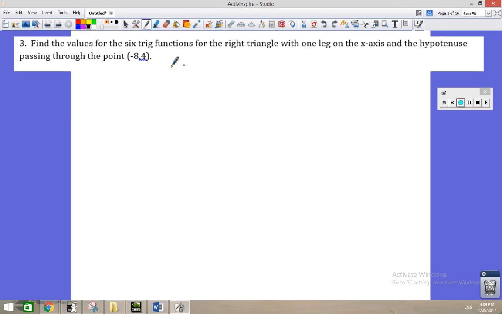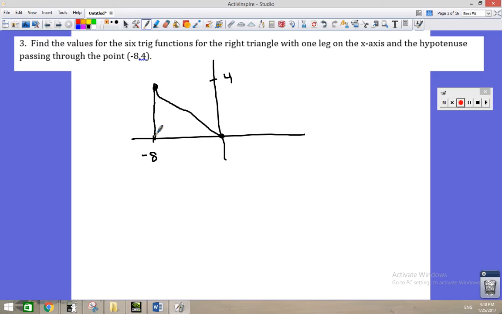In number 3, the directions are the same. We've got negative 8, positive 4. Negative 8, positive 4 is in the second quadrant. Go to the left, negative 8, and up 4. From the origin to our point is always our hypotenuse. We drop the angle to make the right angle with respect to the x-axis, never with respect to the y-axis.